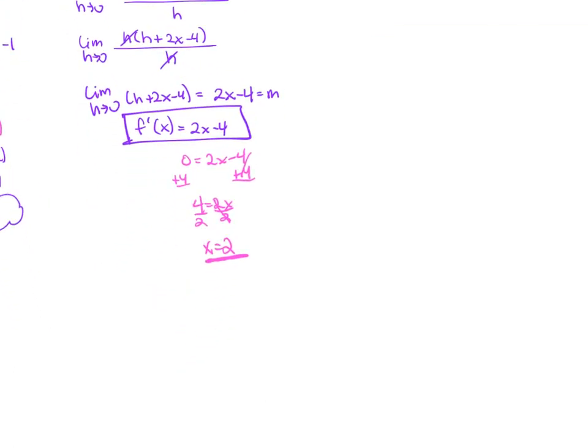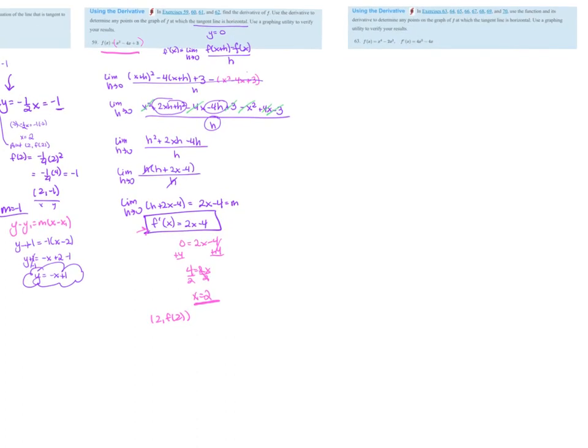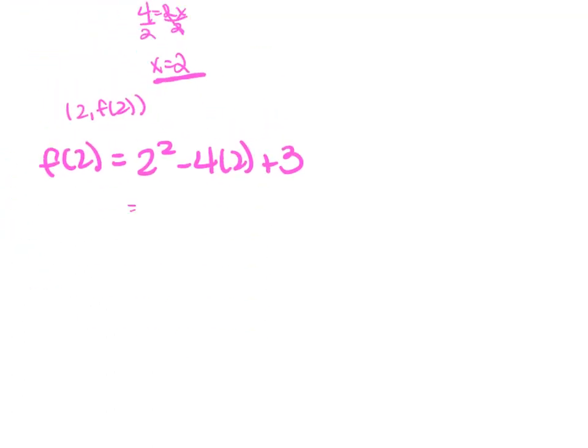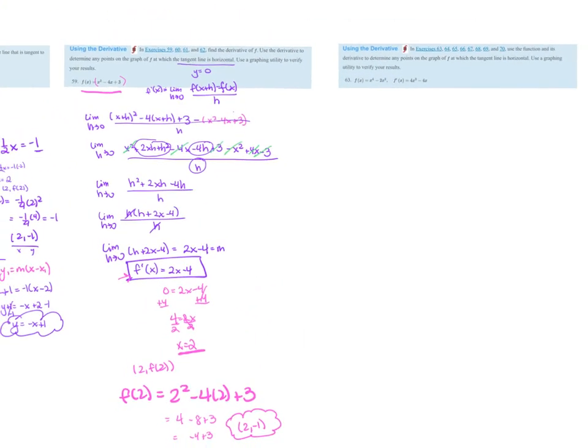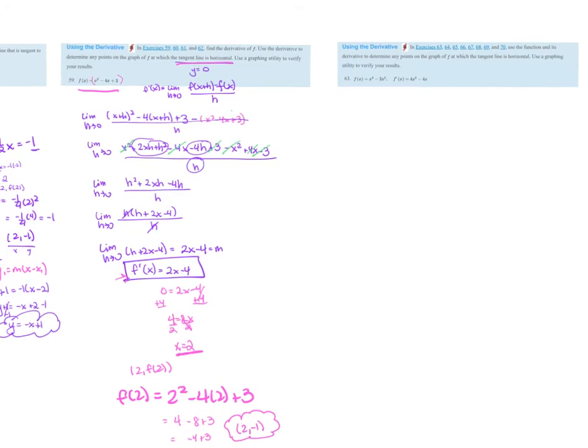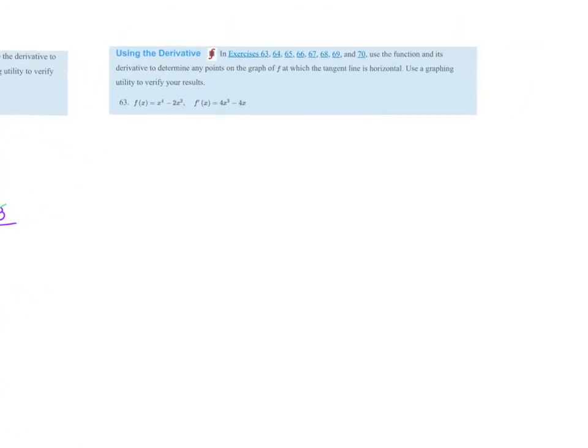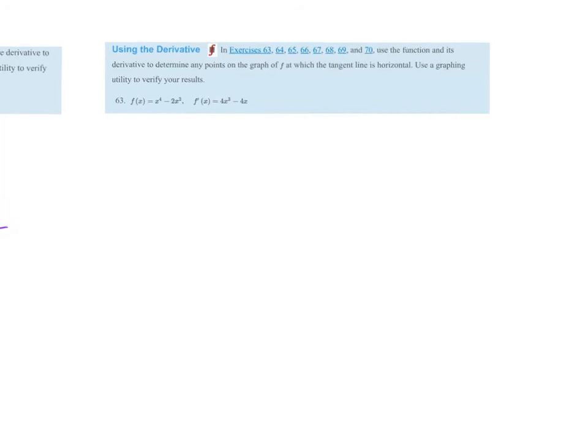So again, we're plugging it back in. So we have 2, f of 2. So notice we're not plugging it into the derivative. We're plugging it into the original. So f of 2 equals 2 squared minus 4 times 2 plus 3. So this is going to be 4 minus 8 plus 3, or negative 4 plus 3, or negative 1. So the point 2, negative 1 is the point on this curve where the tangent line is horizontal.